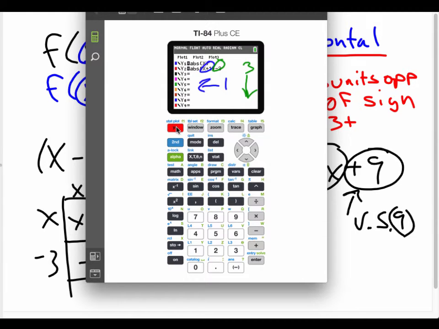So when I look at this graphically, my parent function, which is the blue line, is shifted over to the left once and down 3. Does that make sense? Okay, so that's what we do with the parent function. So I said all that stuff because guess what we're going to do? Example number 1.